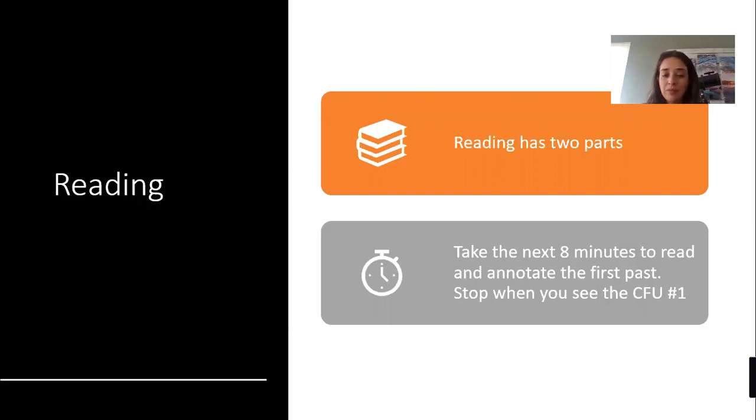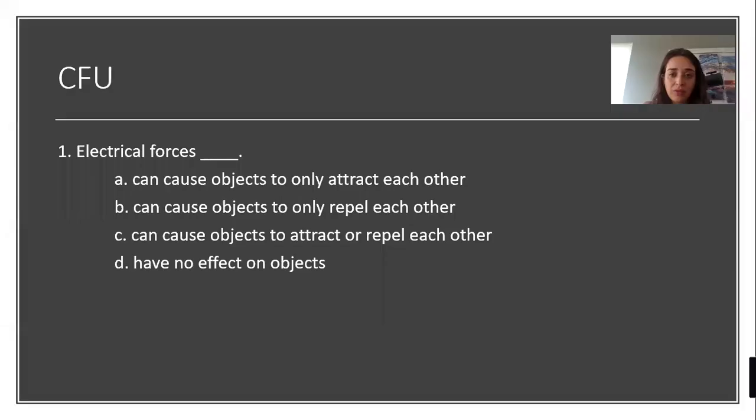Right, scholars, welcome back. So let's do a quick check for understanding. Electrical forces can cause objects to only attract each other. They can cause objects only to repel each other. They can cause objects to attract or repel each other, or they have no effect on other objects. Based on your reading, which answer do you think is correct? Take the next 30 seconds or so to write your response into your Google classwork.